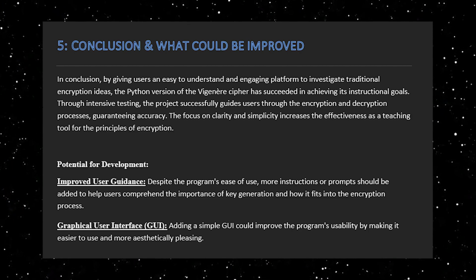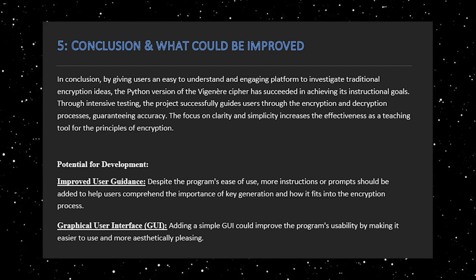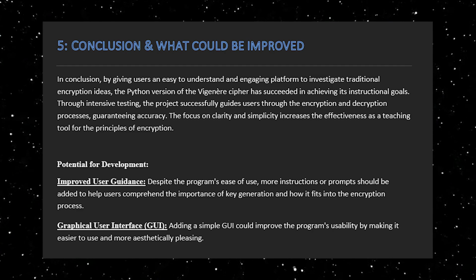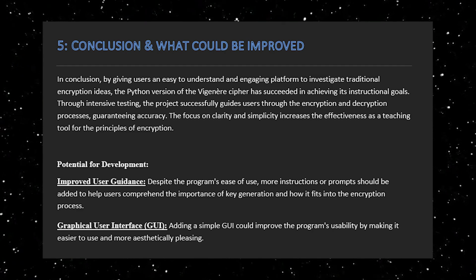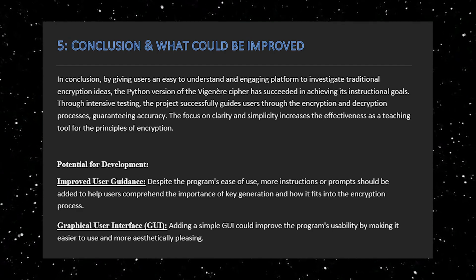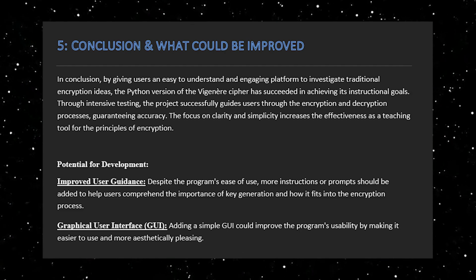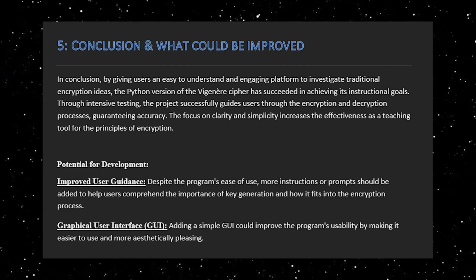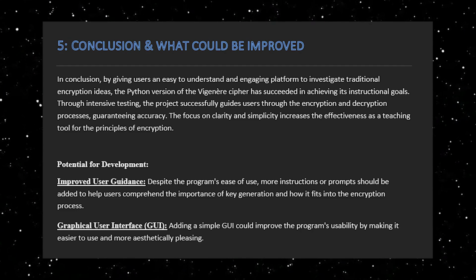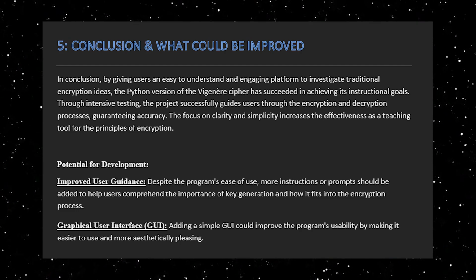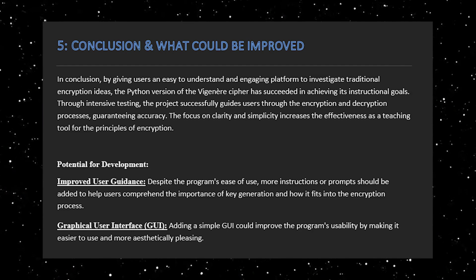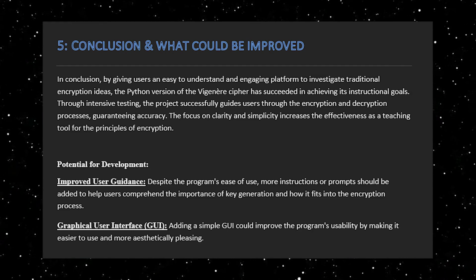Conclusion and what could be improved. In conclusion, by giving users an easy-to-understand and engaging platform to investigate traditional encryption ideas, the Python version of the Vigenere cipher has succeeded in achieving its instructional goals. Through intensive testing, the project successfully guides users through the encryption and decryption processes, guaranteeing accuracy. The focus on clarity and simplicity increases the effectiveness as a teaching tool for the principles of encryption.